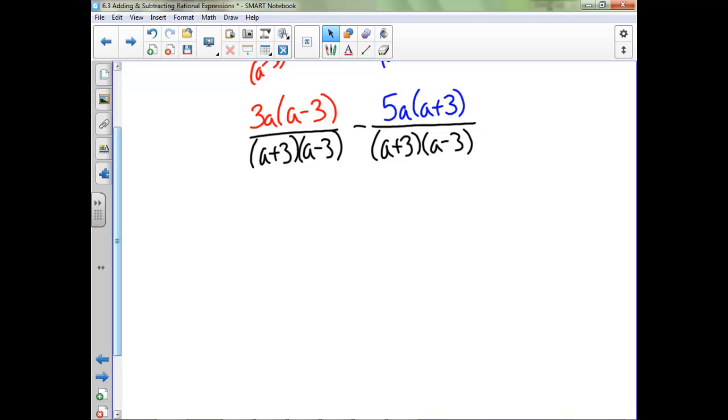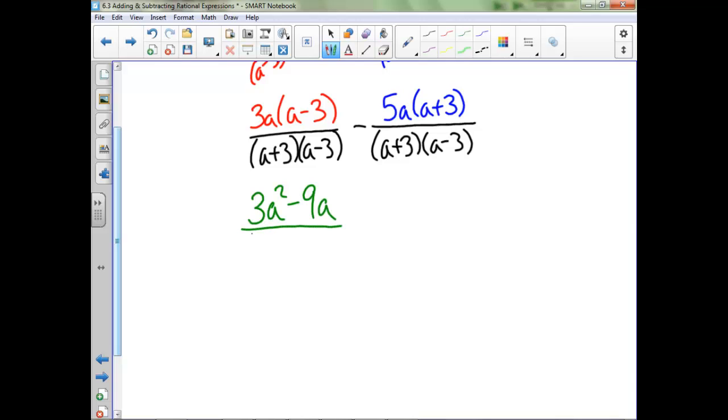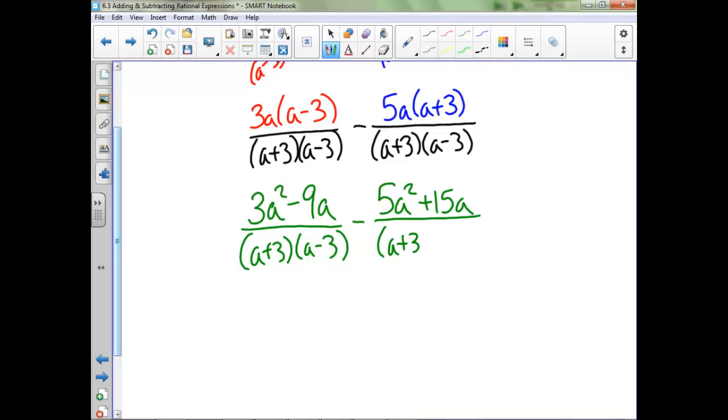And so let's start by distributing. So we get 3a squared minus 9a over a plus 3 times a minus 3. And then in our numerator here, we'll have 5a squared plus 15a. And once again, over a plus 3, a minus 3.